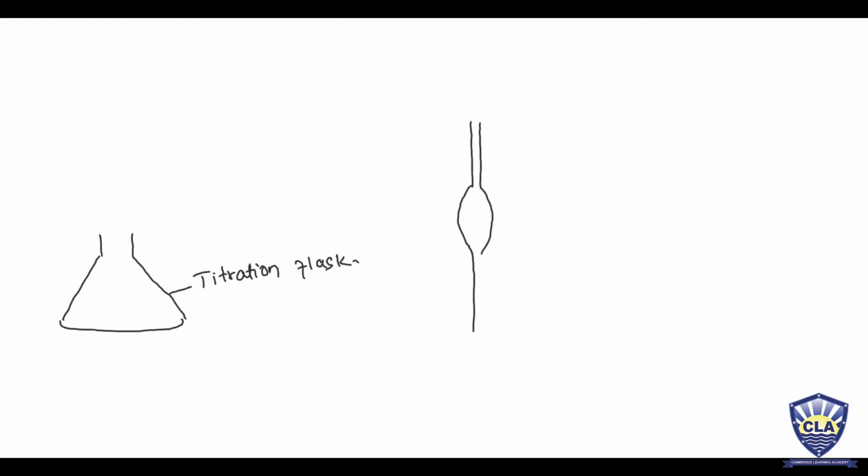I'm going to draw its diagram. So this is the pipette. This pipette is open on both ends, and it has just one mark on it. Okay, and it can measure only 25 cm cube, not less than that, not more than that. And this instrument is called the pipette. It has both its ends open.